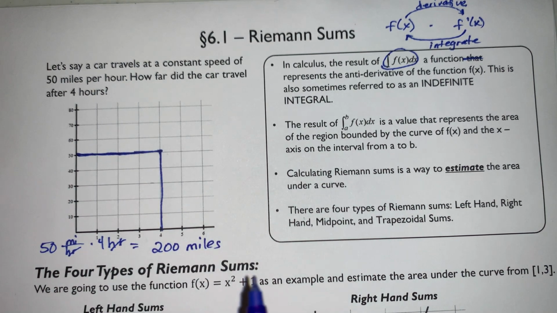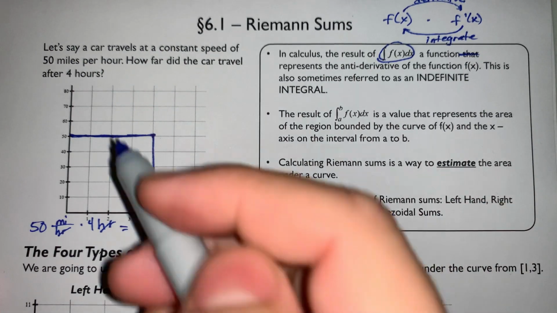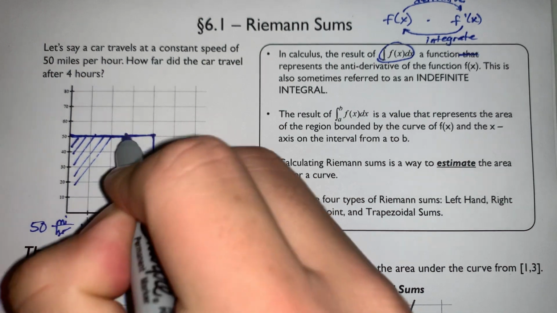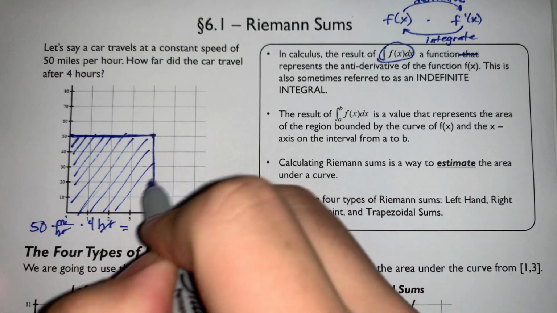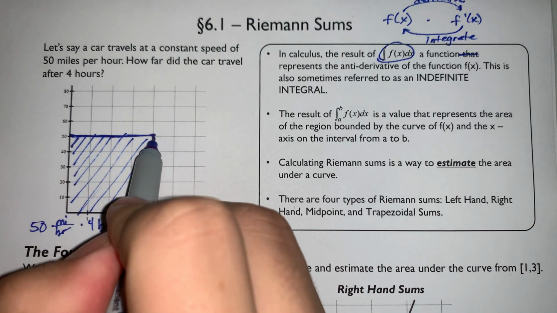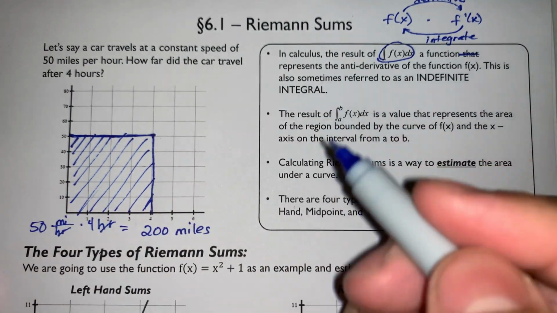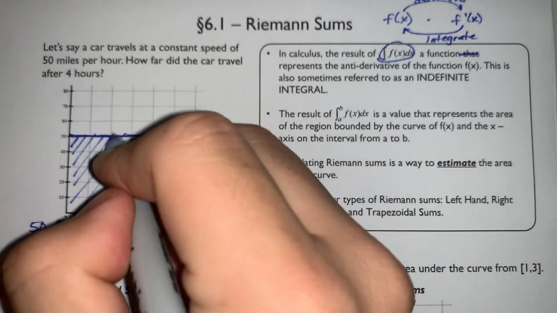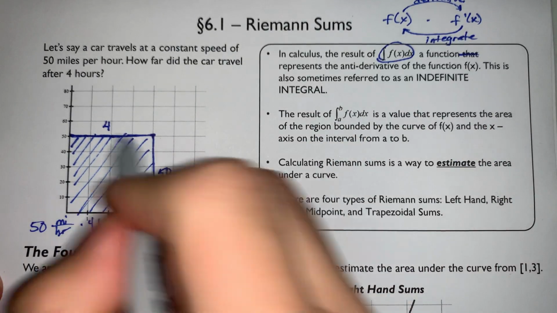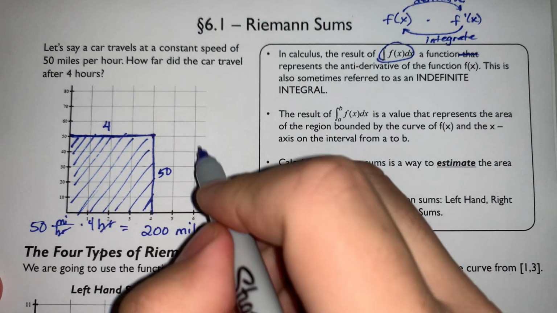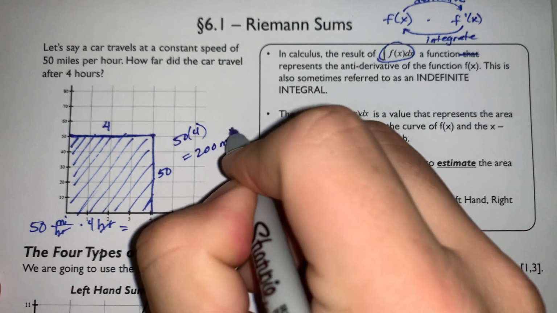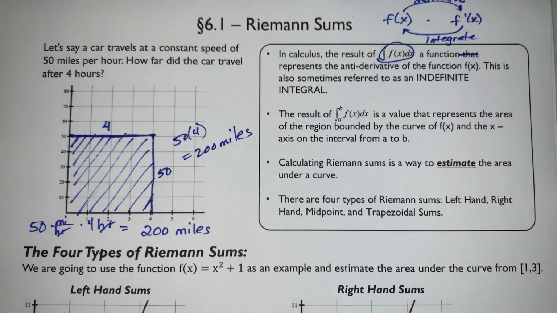But in calculus, when we think about a question like this, we want to think of it in terms of what is the area under this curve, right? So it went 50 miles per hour horizontally, and the height is 50 miles per hour, and then the width of this rectangle is 4. And so the area underneath this curve is 50 times 4, and we get 200 miles, right? And that's the whole idea of what we're trying to accomplish when we're integrating.